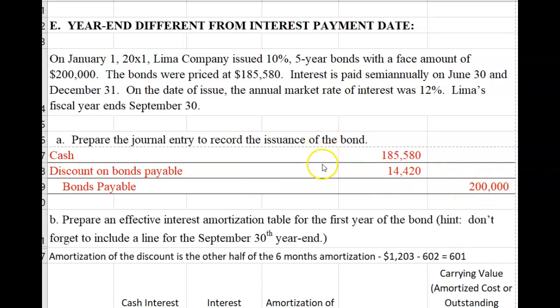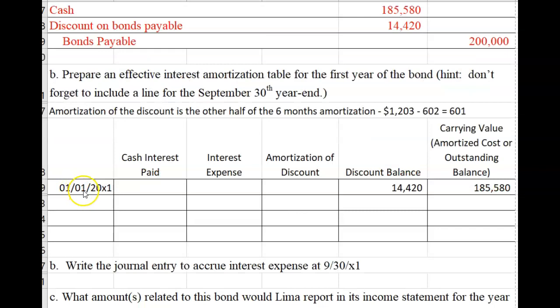So this bond was issued at a discount, and I would have predicted that it was issued at a discount, even if I didn't know the cash amount that we received was less than the $200,000. And the reason I would predict that it would be a discount is because our contract interest rate is less than the market rate of interest. The $14,420 is the unamortized discount on bonds payable as of the issue date on January 1, 20X1.